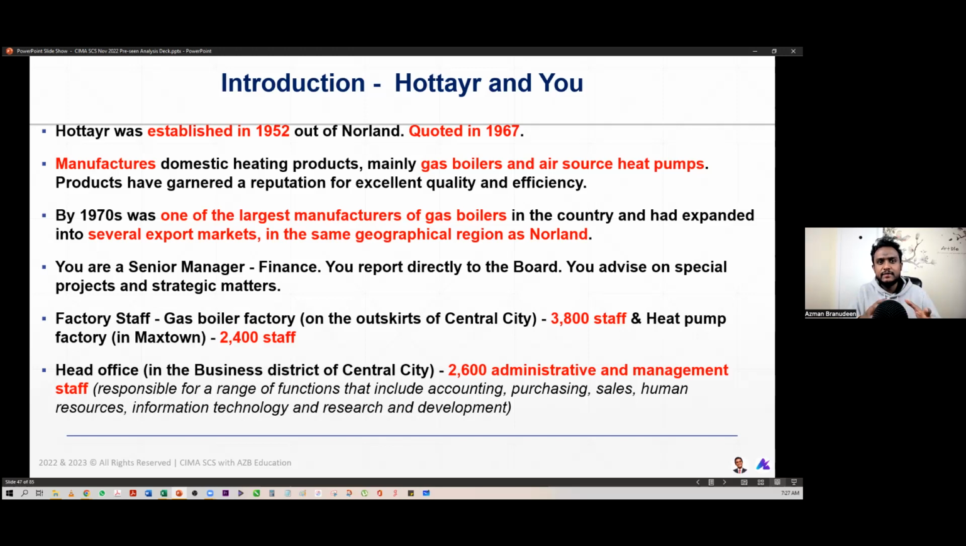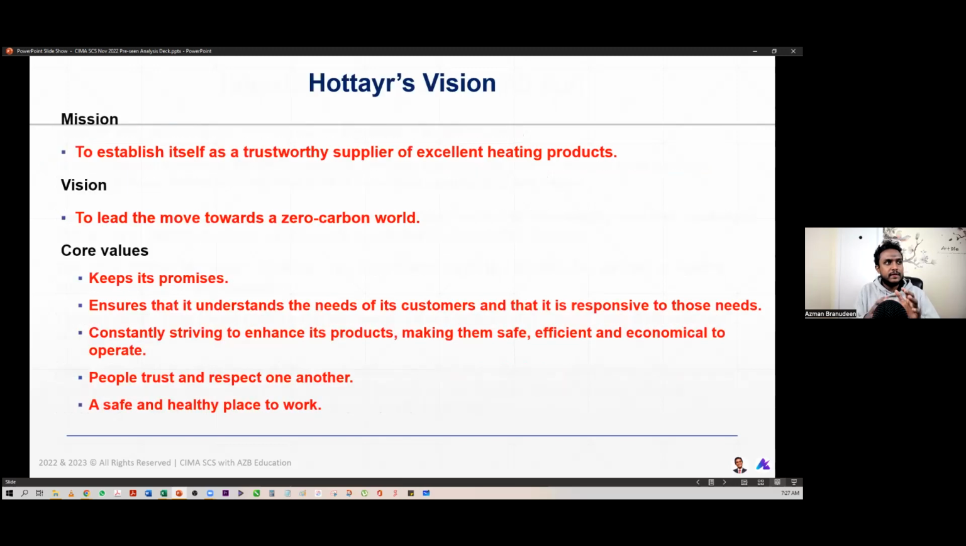So you're basically dealing with a multinational company and you're the senior finance manager. You have two dedicated factories for two products, one for gas boilers and one for heat pumps. The head office has a separate location in the central city, with 2,600 administrative and management staff. So basically, you're looking at a very established, very old, well-reputed entity.